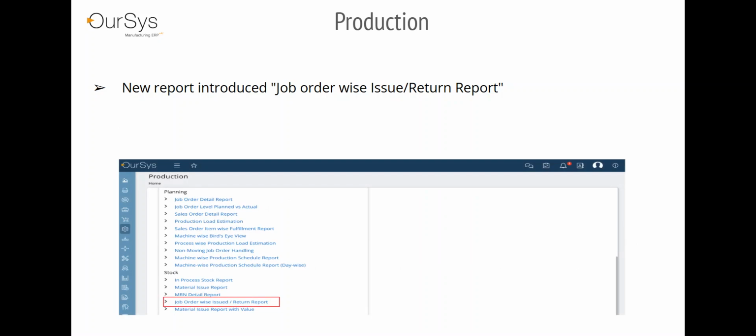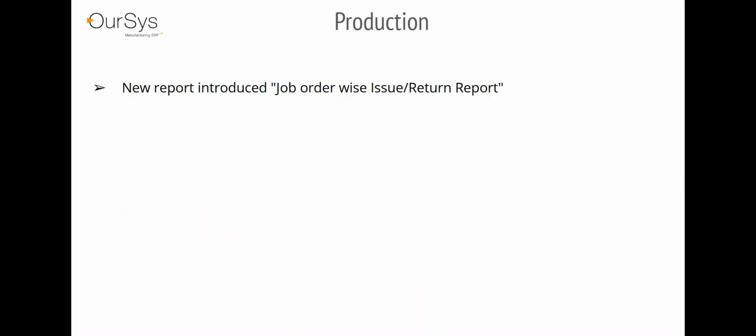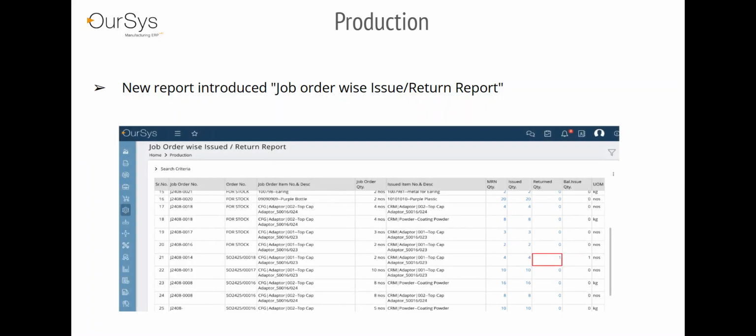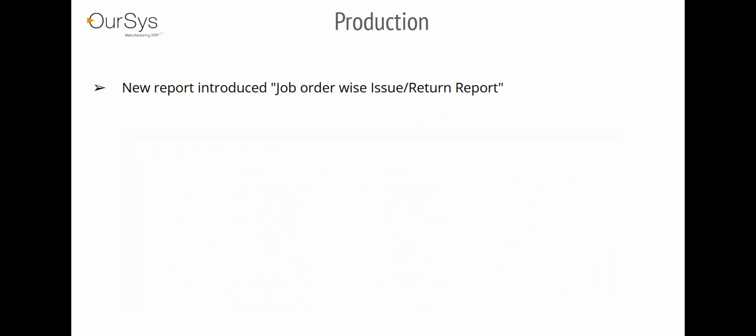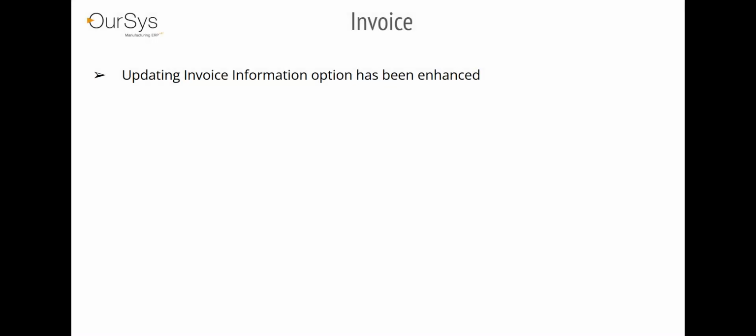Here we can see under production, we have now introduced a new report called job order wise issue slash return report, where the material which has been returned from any job comes directly here, and clicking on the hyperlink will give you the exact reason.